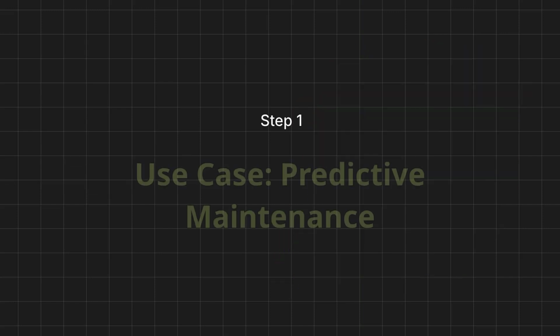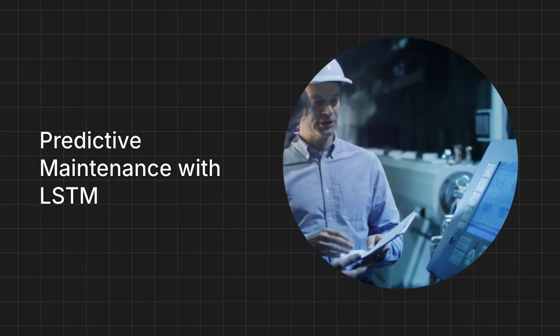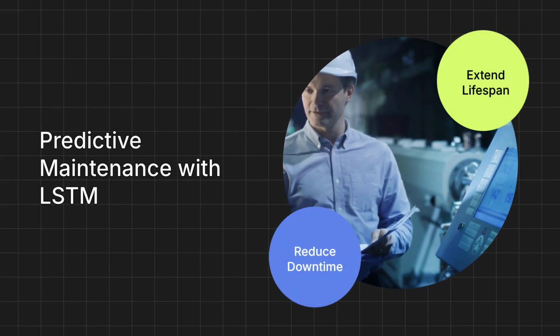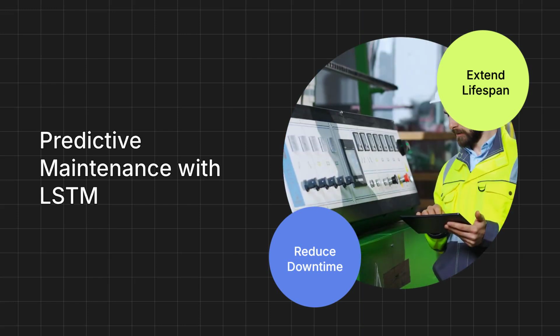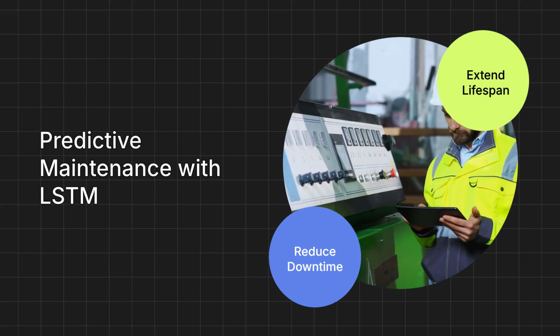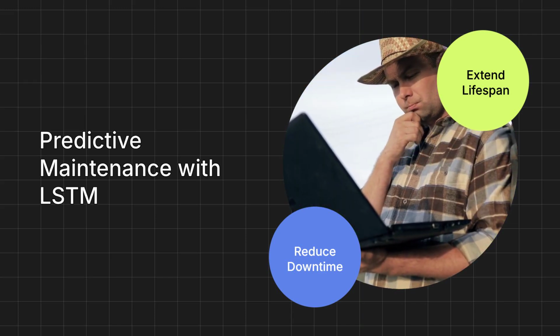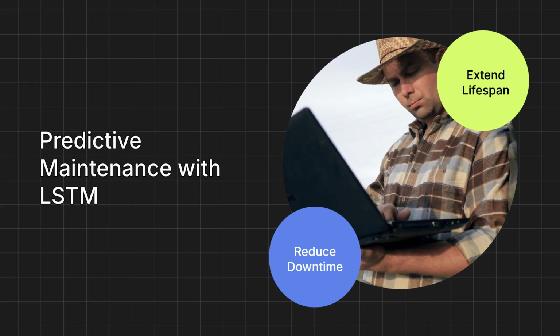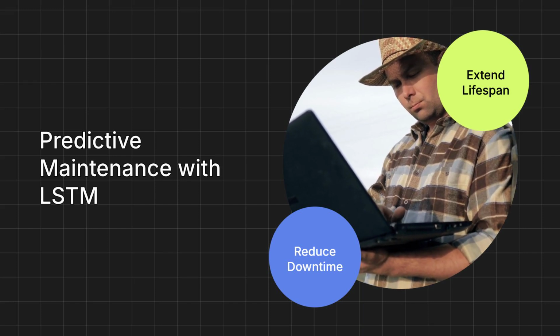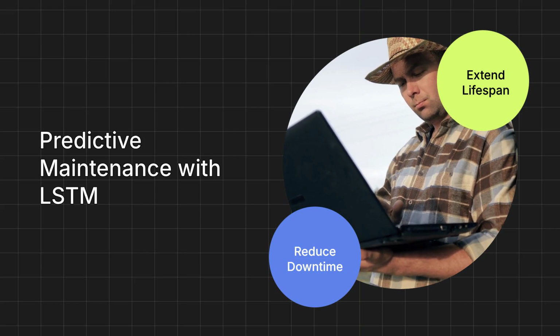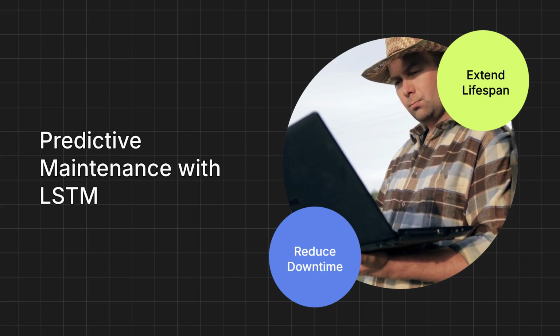Use case: predictive maintenance. Siemens employs LSTM networks for predictive maintenance of industrial equipment. The models analyze sensor data from machinery to predict potential failures and maintenance needs. By forecasting equipment health and performance, Siemens can schedule maintenance proactively, reducing downtime and extending the lifespan of equipment. Use case: sales forecasting.